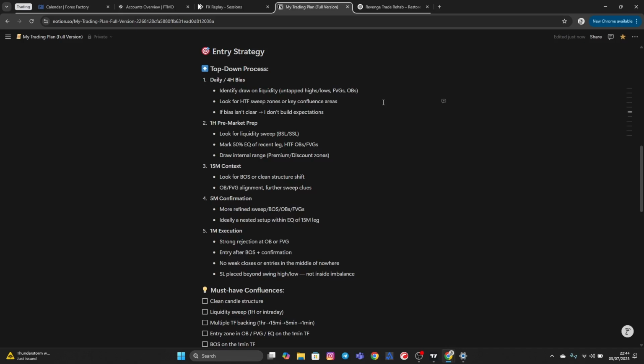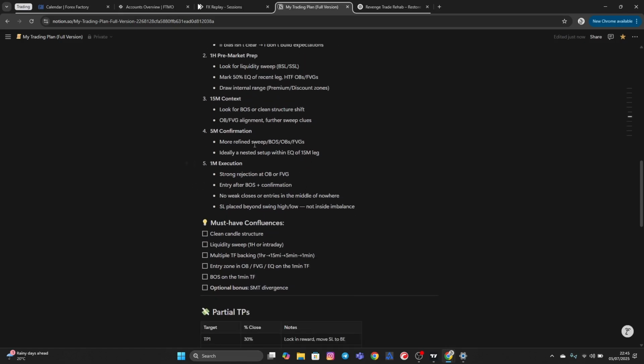I'll move to the 1-hour and look for a liquidity sweep of the buy side liquidity or sell side liquidity. Mark the 50% equilibrium of the range, high time frame order blocks, FVGs, draws on internal range, premium discount zones, and then I drop down to the 15-minute after I've found either an FVG, order block or breaker structure, something like that. On the 15-minute, I'll look for breaker structure or a clean structure shift, an order block, FVG alignment, further sweeps, and then I drop again to the 5-minute, for a more refined sweep and breaker structure.